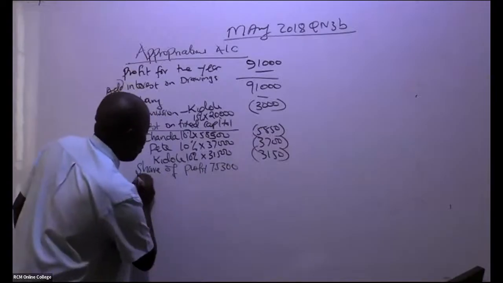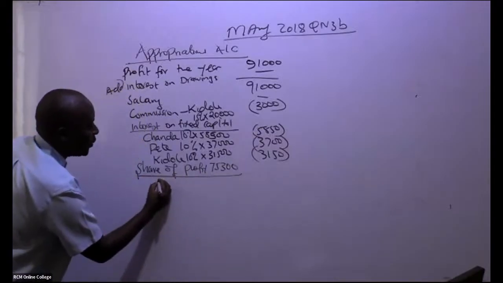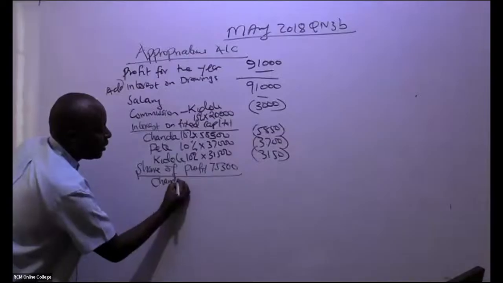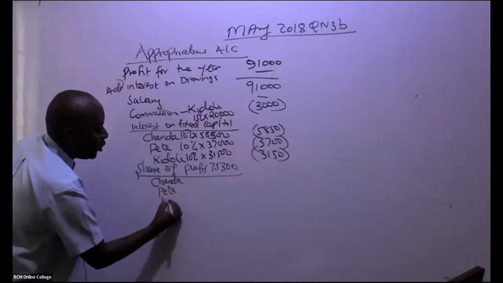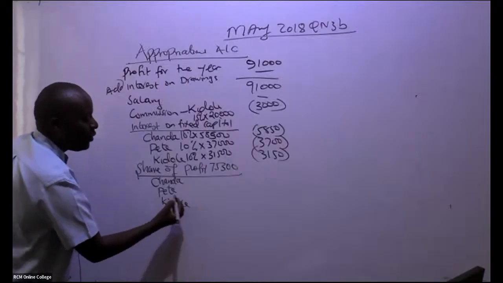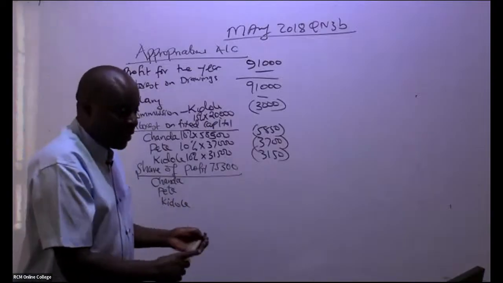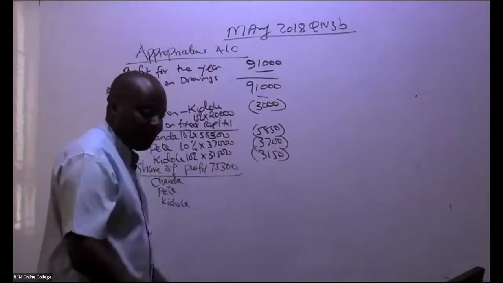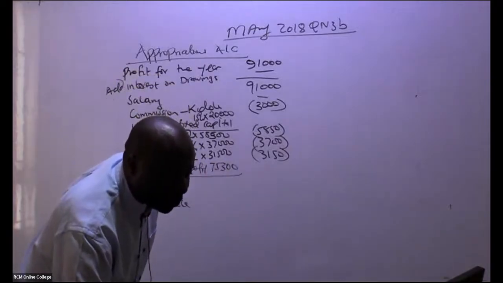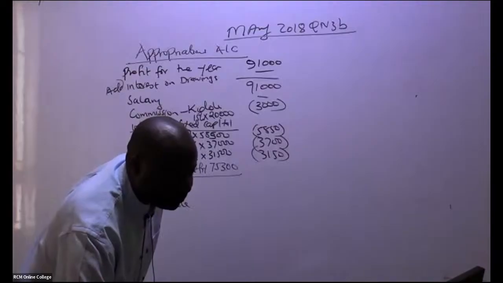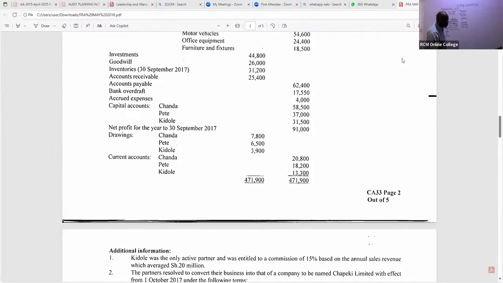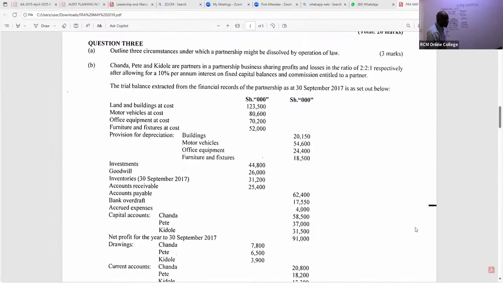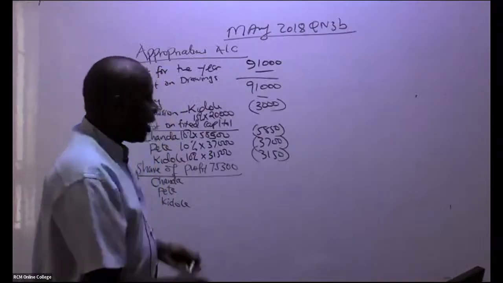So remember, we have again the three partners. We have Chanda, Pete, and Kidole. And they have given us the ratios of sharing these profits. At times there are losses, remember. Are you able to see the ratios? The ratios that we have here for sharing are 2:2:1.